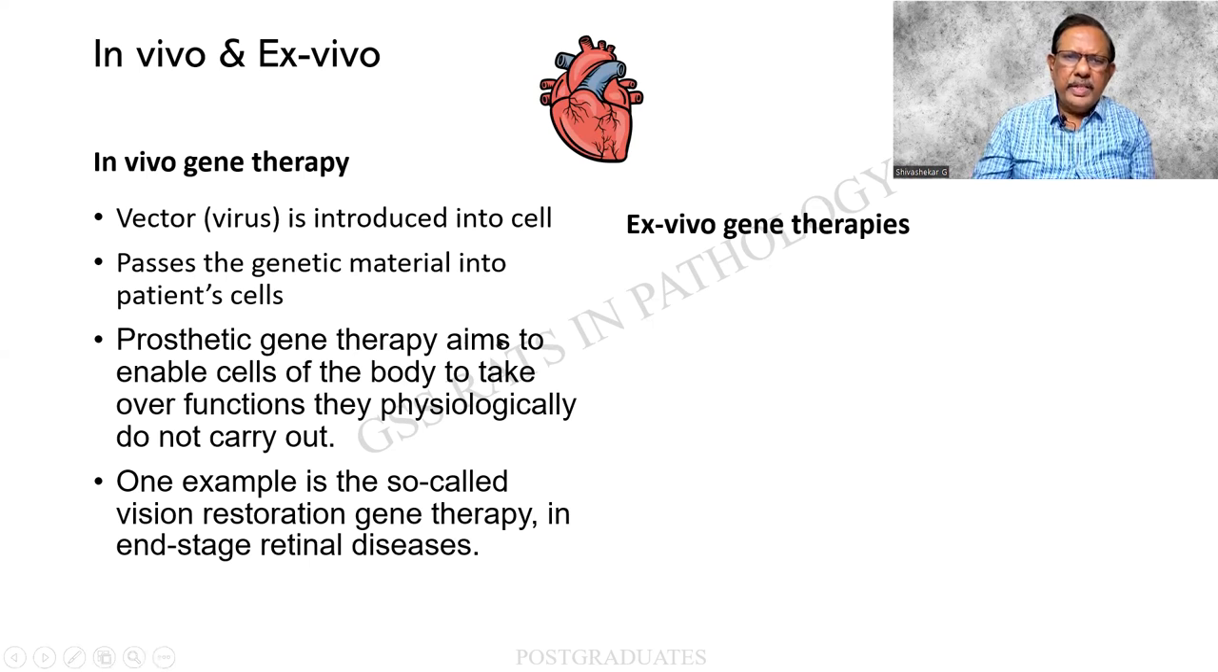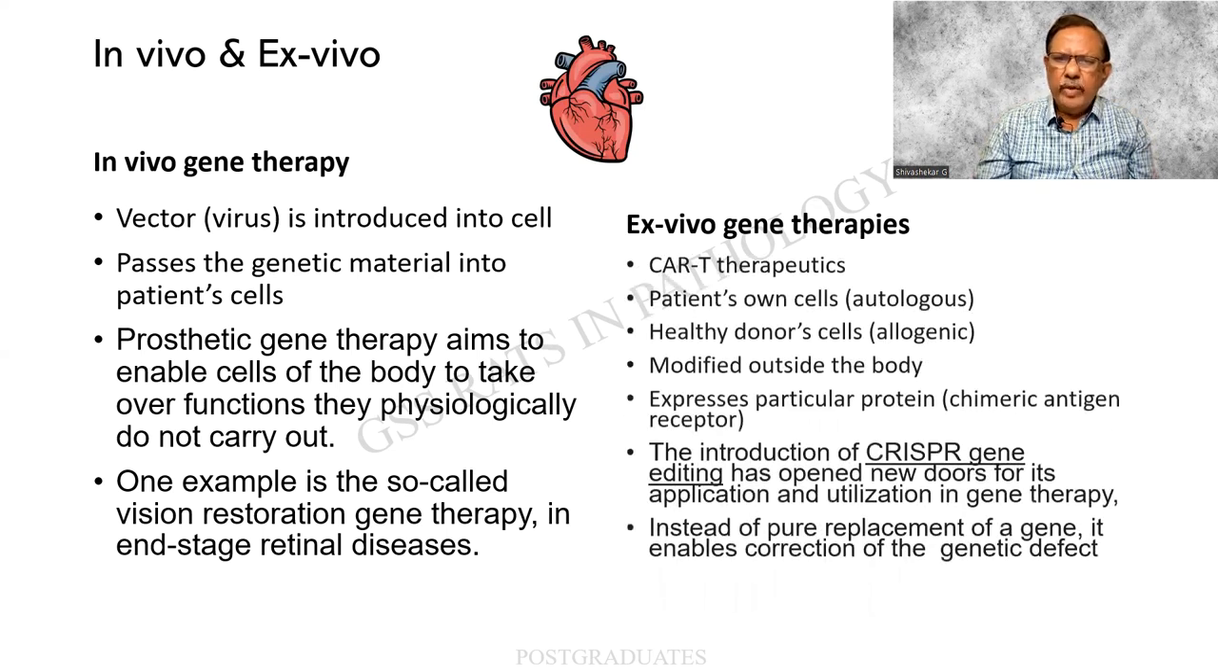The prosthetic gene therapy has been aimed at covering all the physiological functions which are not normally carried out. One example in this case is vision, wherein there can be a restoration gene therapy in patients with end-stage retinal diseases. So this is in vivo therapy. There is a material that is being introduced. Then what is ex vivo?